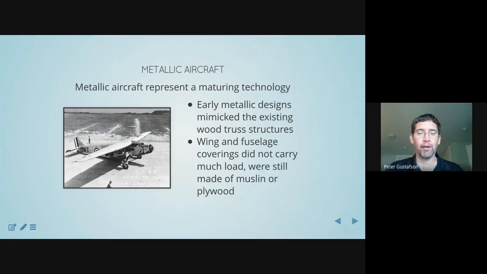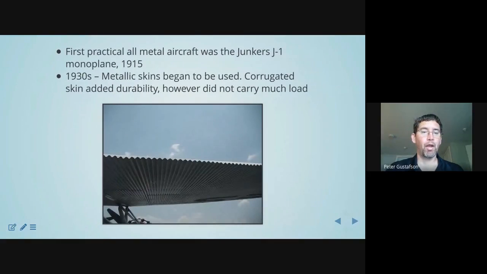Anyway, so the wing and fuselage coverings at this point did not carry much load. They were still largely made out of either that plywood or even fabric. There still were truss-like structures internal to the aircraft, so they weren't structurally as efficient as a modern aircraft. Now, the first practical all-metal aircraft was the Junkers J-1 monoplane that was built in 1915, but all the way into the 30s is when metallic skins began to be used quite frequently.